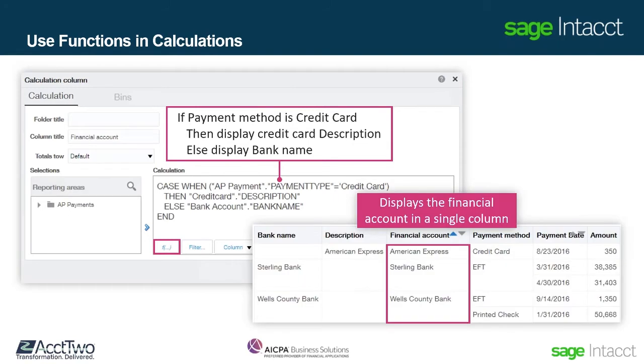So now what you see is the result that says the card was American Express. It's a credit card, so we looked at the payment method, and now we're seeing American Express in the descriptor. Same thing is true with the bank. We told it if it was a bank, we want to see the bank name. So this is something that, again, we could not do in the custom report writer.